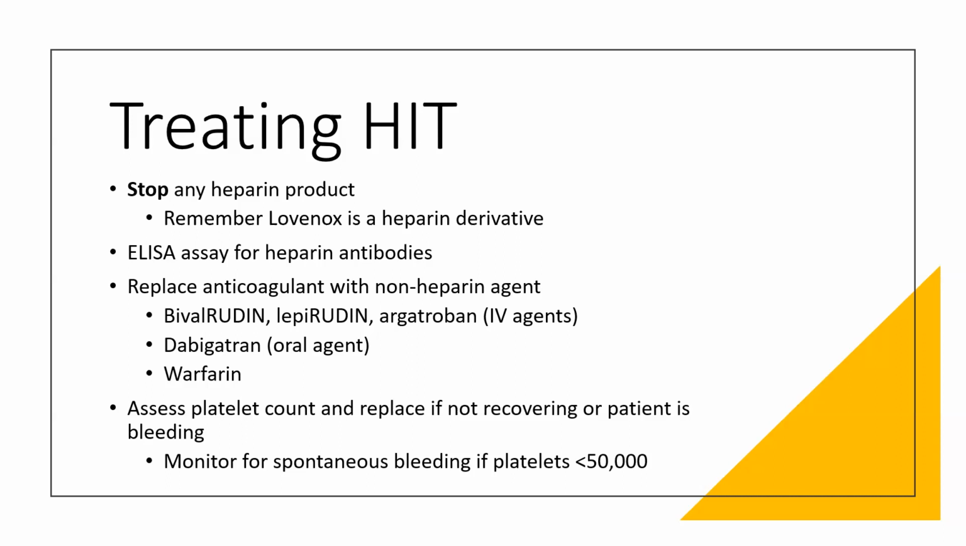If that patient's requiring an anticoagulant, then we will just replace that with a non-heparin agent like bivalirudin, lepirudin, or argatroban. Those are IV agents, or we can consider dabigatran as an oral agent. We can also consider Coumadin or warfarin for patients who are able to tolerate that. And then we'll continue as that patient's recovering to assess their platelet count, and we may need to replace those platelets if the count is not recovering on its own, or if the patient is having any active bleeding. If the patient's platelet count continues to fall and it falls below 50,000, we'll need to monitor really closely for any spontaneous bleeding to occur.